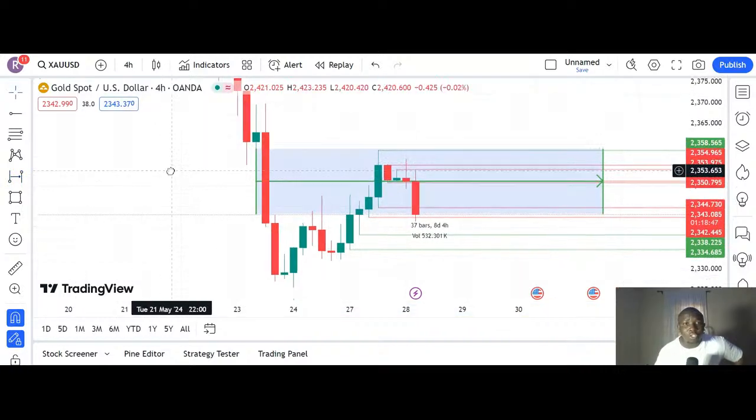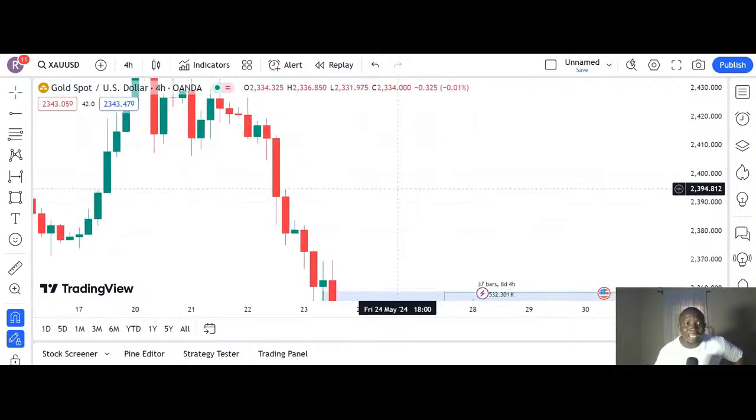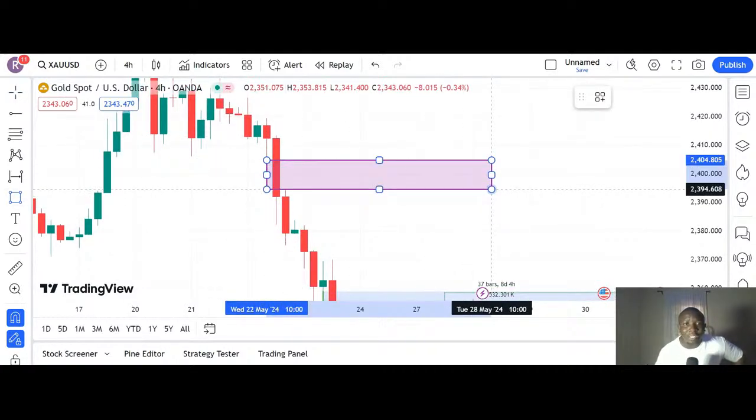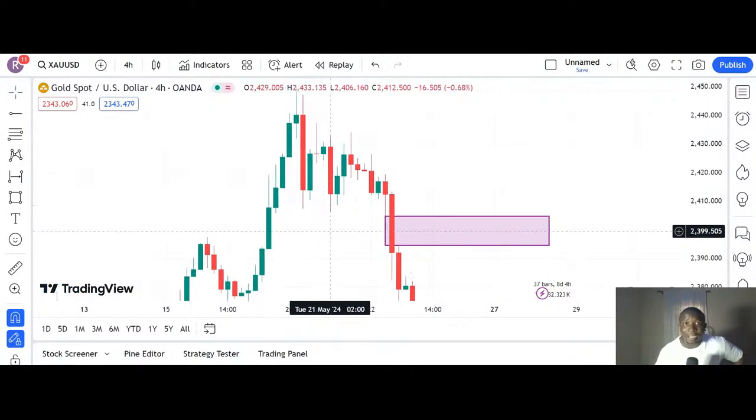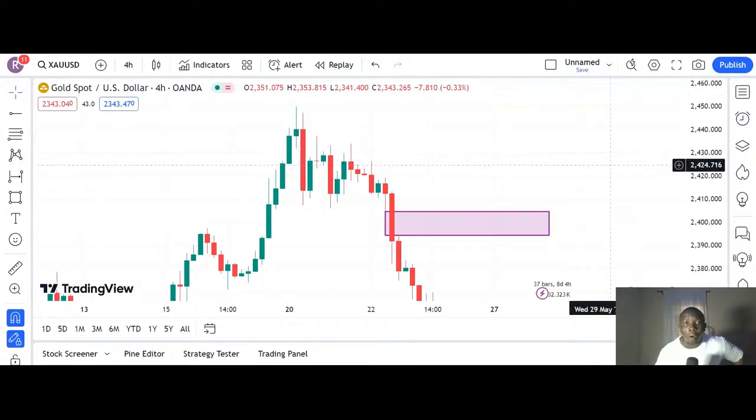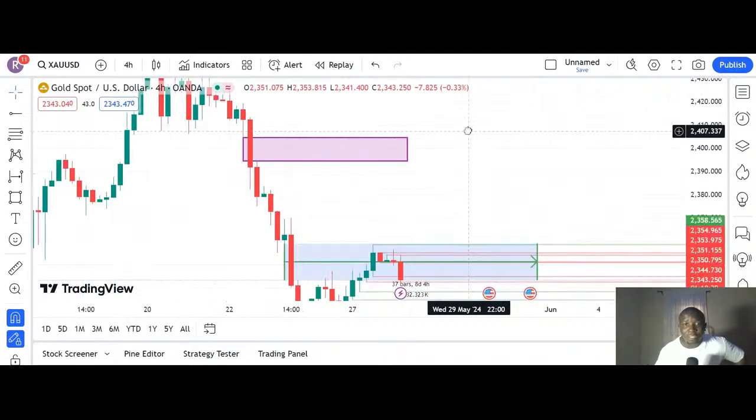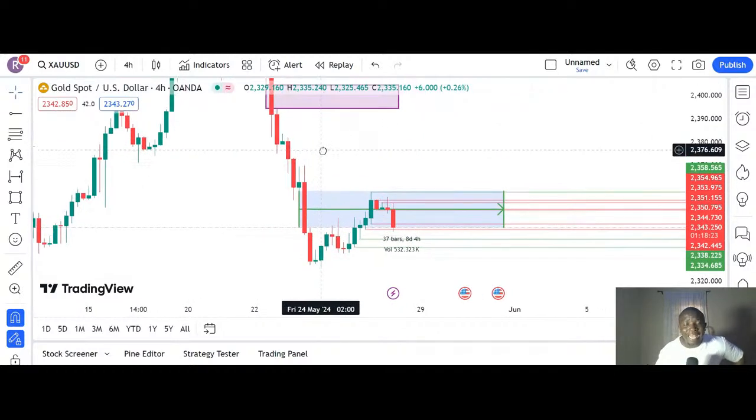The major question should be that we have a lot of fair value gaps. This is also a fair value gap, but why am I not considering this fair value gap? That should be a very serious question. The reason is, if you want to mark out a valid fair value gap, you got to mark out the last fair value gap before the change of structure.